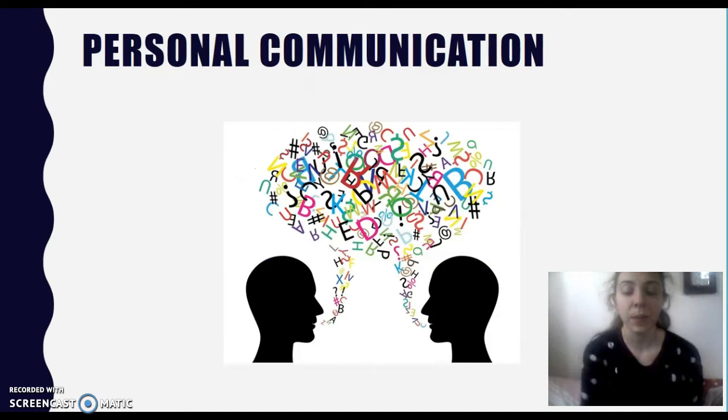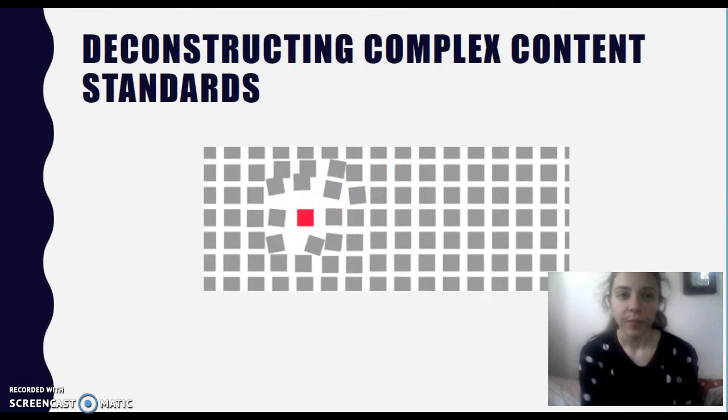Personal communication can be used formally or informally. It can be used informally for formative purposes or formally for summative purposes. It can yield accurate information about achievement of knowledge and reasoning targets. Deconstructing complex content standards. With this, it's identifying the lesson-level learning targets that form the scaffolding for the overall attainment of the content standard. The first step in this is classifying the content standard according to a target type.